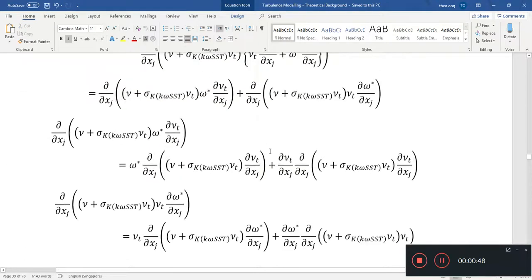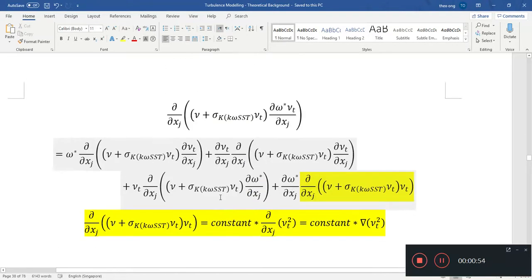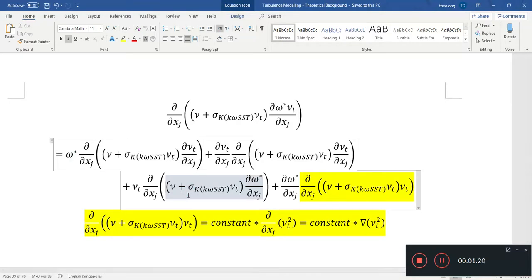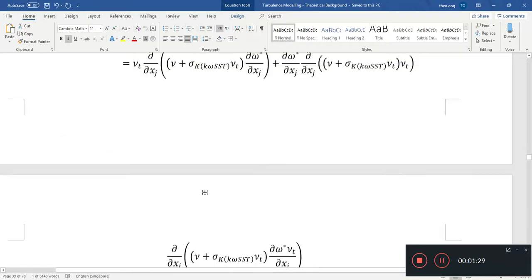If you substitute this k equals omega star nu t into the k equation, of course there are all these extra terms that come with omega, or rather omega starred, and then you'll have to deal with those terms later on, but I'll ignore that for now. I just want to show where this term comes from, and of course here's our regular diffusion term. It comes from here. And this is actually our regular diffusion term for the omega model.